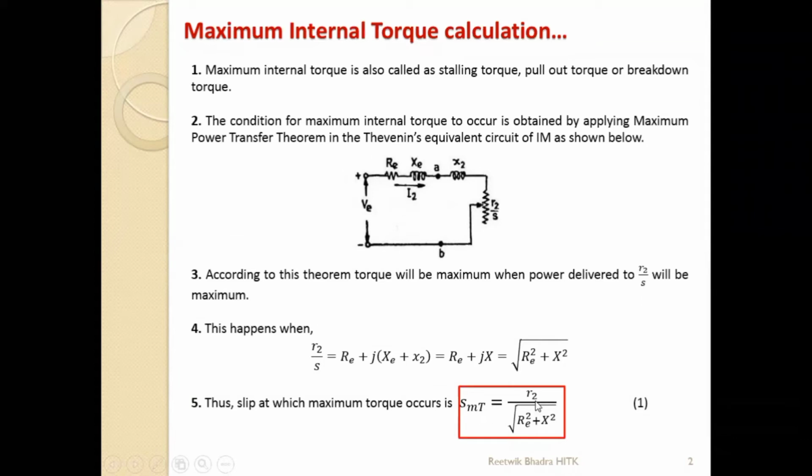Now this SMT is dependent upon your R2, right? This R2 is directly proportional to SMT. So if you change your rotor side resistance, your slip at which maximum torque occurs also changes, and both are directly proportional. So if you increase this, it will increase. If you decrease this, it will decrease.